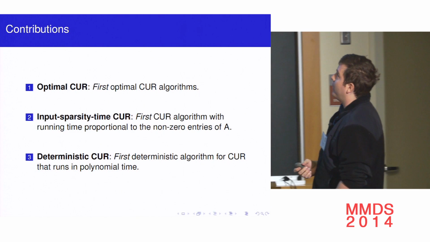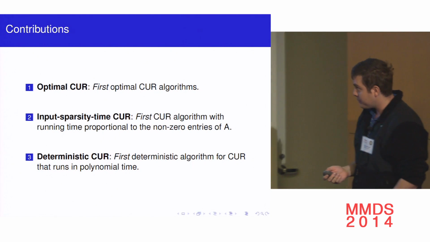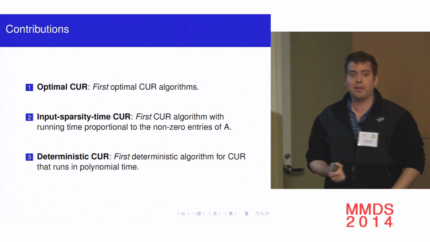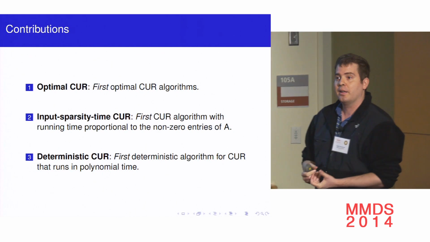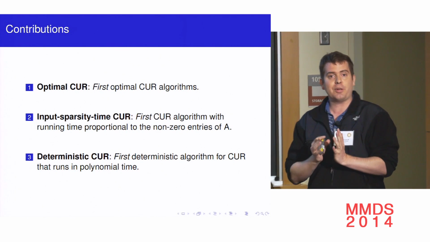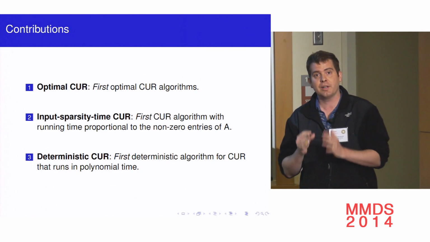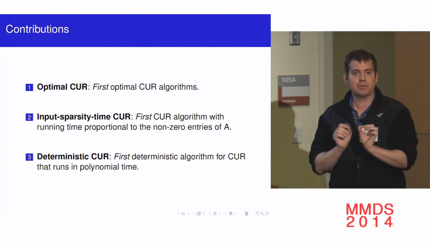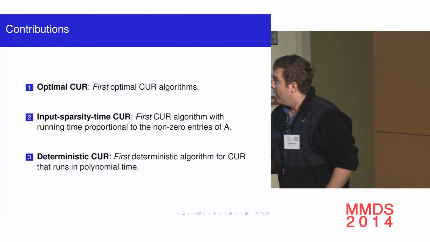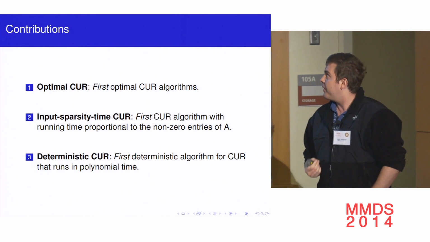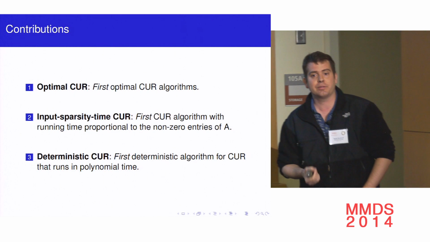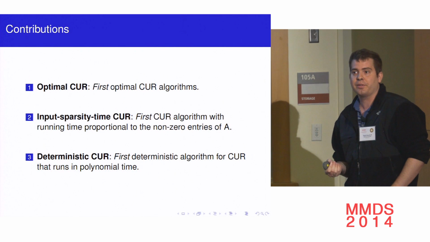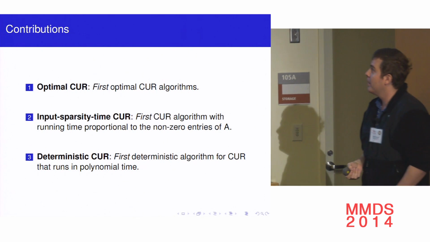So in our work, we resolve these questions. So the first question, the combinatorial question, we give an algorithm which produces the optimal number of columns, the optimal number of rows, and the optimal rank of this matrix U, all up to a constant factor. So each is simultaneously optimal up to a constant factor. And moreover, we do this with a randomized algorithm which runs in time proportional to the number of non-zero entries of your input matrix A.